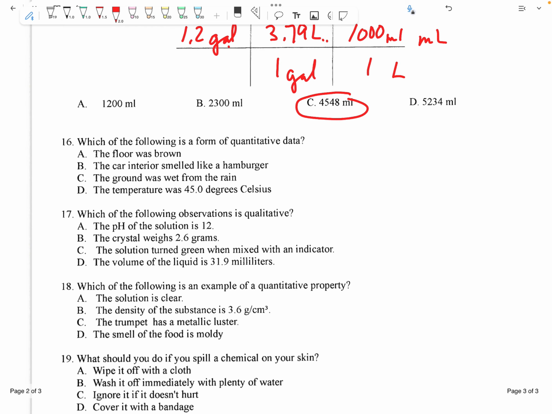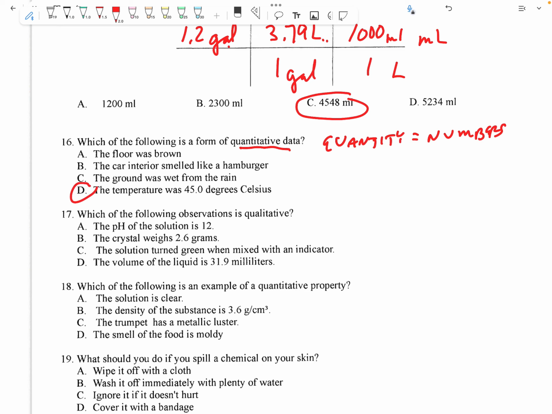16. We said quantitative data today had to do with numbers. Quantitative data and quantitative properties have to do with numbers. Quantity. Okay? And so that's numbers. All right. So the question is, which of the following is a form of quantitative data? Well, you're looking for the only answer that has numbers in it. Well, that happens to be D. All of the rest are descriptions, and those are qualitative data.